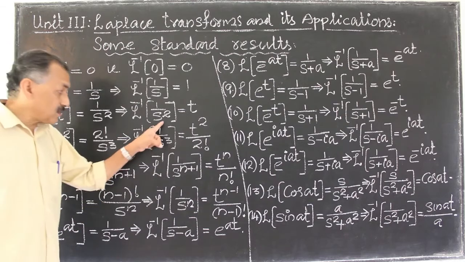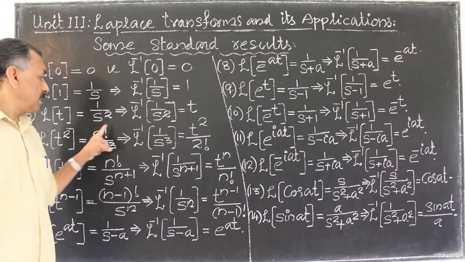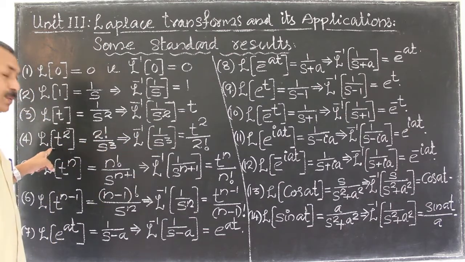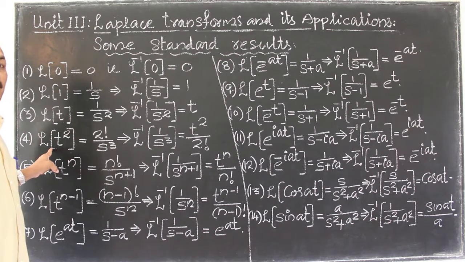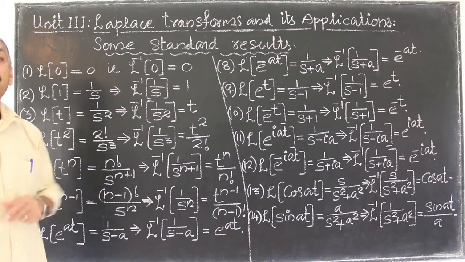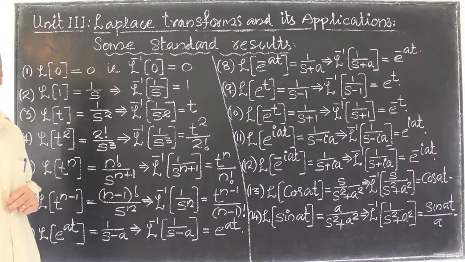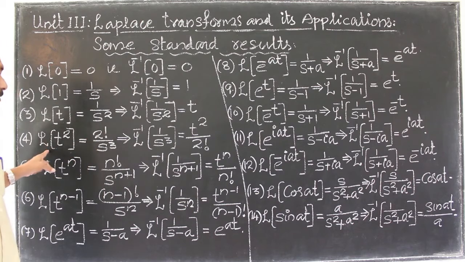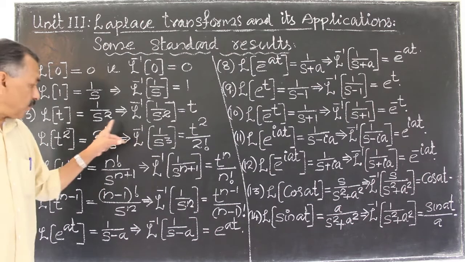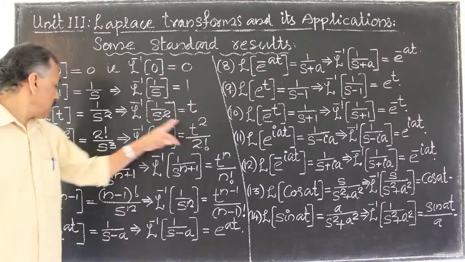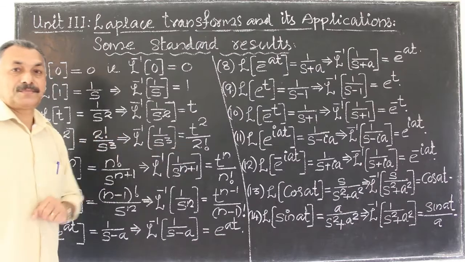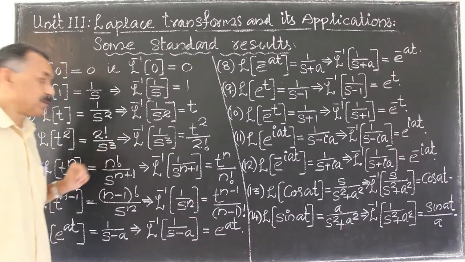Therefore L inverse of 1 by s cube is equal to, here 2 factorial is in the numerator. Then constant multiple: Laplace transform of alpha into f of t is equal to alpha into Laplace transform of f of t. The constant is taken outside. Then L inverse of 1 by s cube is equal to t square by factorial 2. T square by factorial.